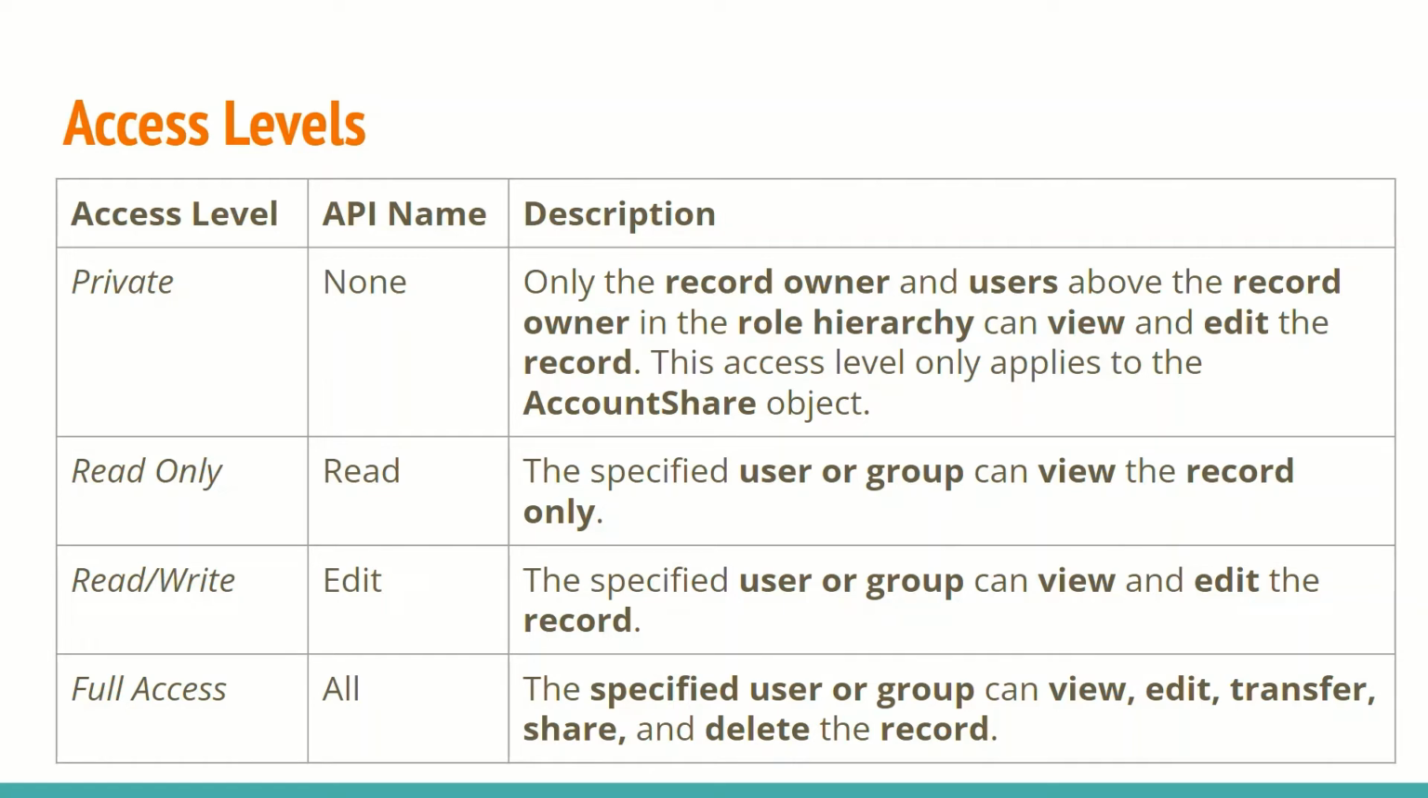Read Only: you can only read the value of that particular field or object which you have access to. The specified user or group can view the record only. They cannot update or do anything other than a read operation. Read/Write: the specified user or group can view and edit the records. Full Access: the specified user or group can view, edit, transfer, share, and delete the record.